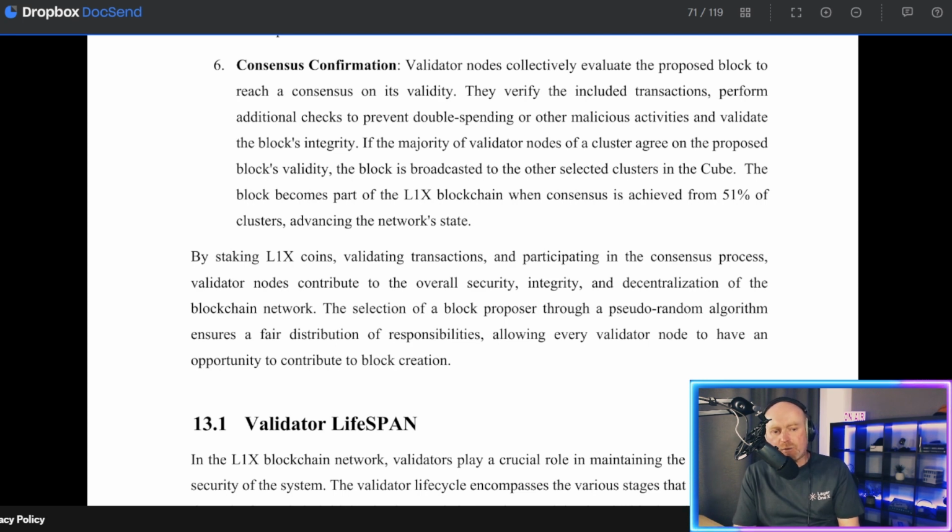By staking L1X coins, validating transactions, and participating in the consensus process, validator nodes contribute to the overall security, integrity, and decentralization of the blockchain network. The selection of a block proposer through a pseudo-random algorithm ensures a fair distribution of responsibilities, allowing every validator node to have an opportunity to contribute to block creation.